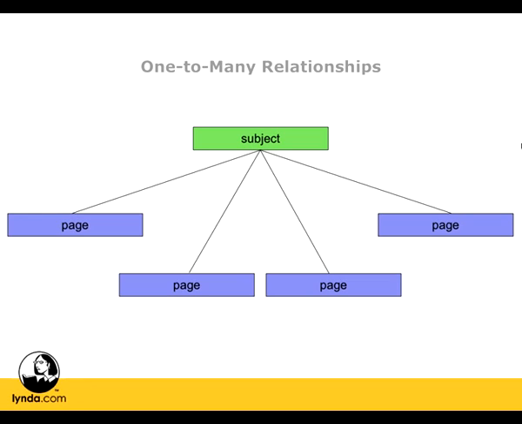And we can see that in play when we look at the sample of the CMS. One subject has many pages below it. So we have a parent and a child type relationship. Now, the advantage to this is that instead of recording the subject name on each and every page, the subject name can be stored in a separate table, in a separate item for the subject.